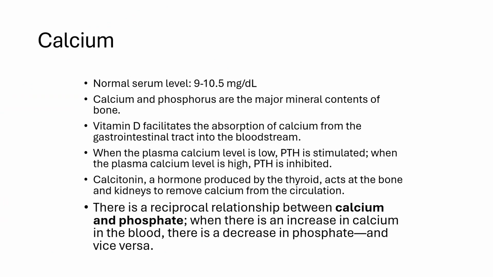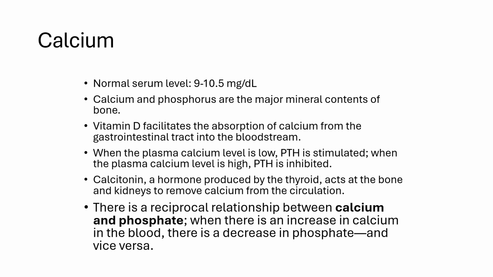The normal level for calcium is 9 to 10.5. Calcium and phosphorus are both the major mineral contents of the bone. Vitamin D facilitates the absorption of calcium from the gastrointestinal tract into the bloodstream. And when the plasma calcium level is low, the parathyroid hormone is stimulated. When the plasma calcium is high, the parathyroid hormone is inhibited. So whenever I think of the parathyroid hormone, I always think of calcium.